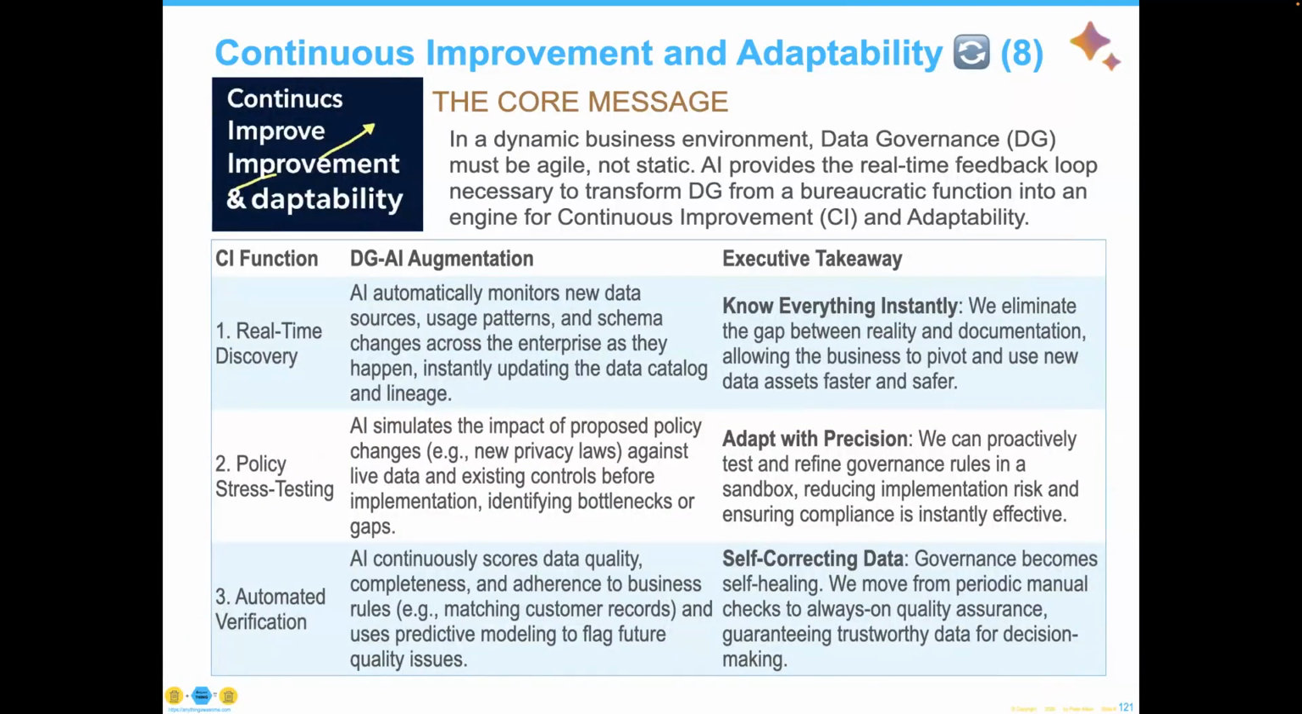Number 8, continuous improvement and adaptability. Again, we don't want to just stop, right? Everything that we do is vested in continuous improvement. So you can see there's quite a lot that goes on.